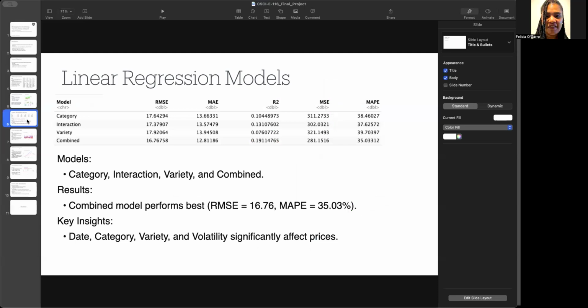As I mentioned, I work with linear regression models. As far as this process, I had created four different types of linear regression models: a category, an interaction, a variety, and a combined model. The combined model actually performed the best with an RMSE of 16.76 and MAPE of 35.03. Some of the key insights from my findings were that date, category, variety, and volatility significantly affected prices.